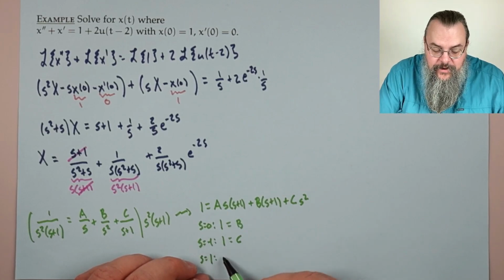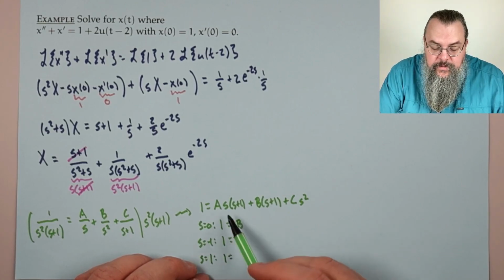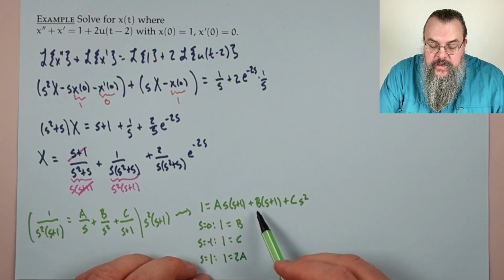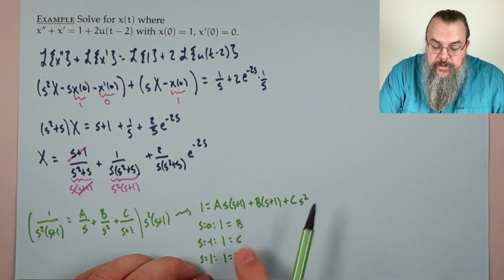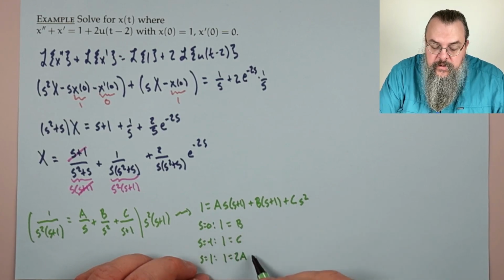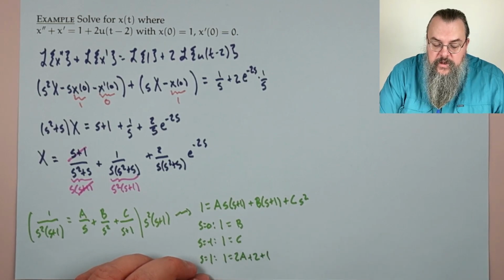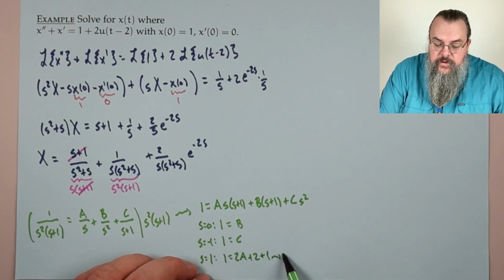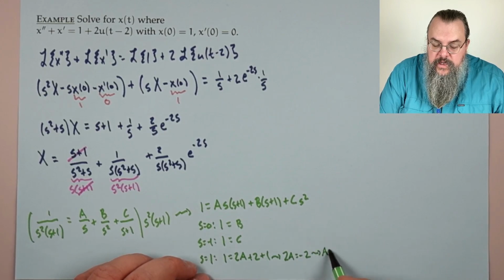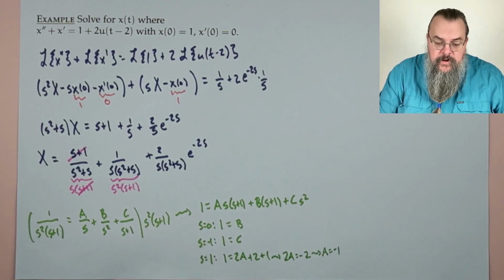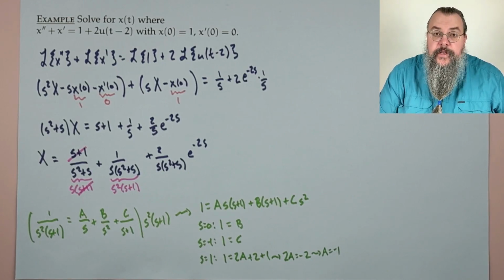All right, so we'll get 1 equals a times 1 times 2, 2a, and then plus b, but we know what b is, that's 1, so plus 2, and then we're going to get c, which is 1 times 1, so plus 1. Well, you'll see that's the same as 2a is equal to minus 2, or a equals minus 1. All right, so what do we have here?